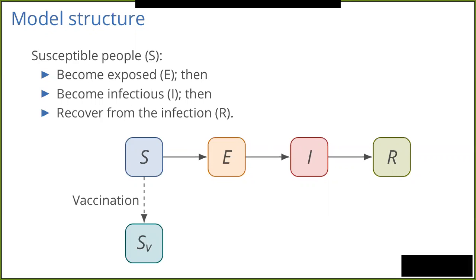We then allow for susceptible people to be vaccinated, and we then move them from S into the SV compartment. We assume that this vaccination reduces their chance of becoming exposed should they encounter an infectious individual.